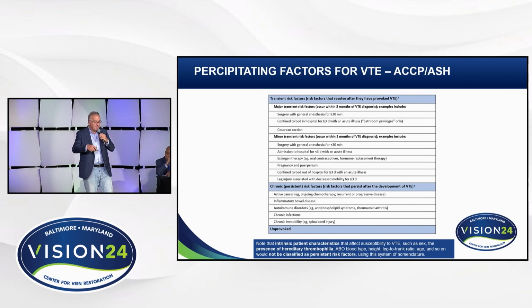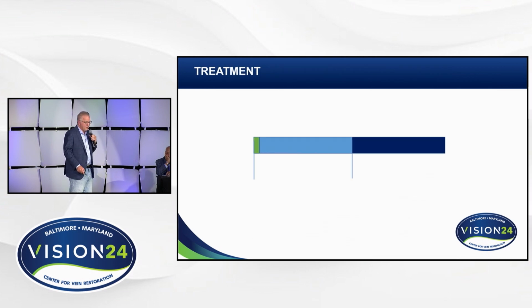Interestingly, in both the ACCP guidelines and the American Society of Hematology guidelines, they note that patients who have risk factors that are inherent or intrinsic, such as age, sex, but also presence of hereditary thrombophilia, does not classify it as a persistent risk factor. So just keep that in mind.